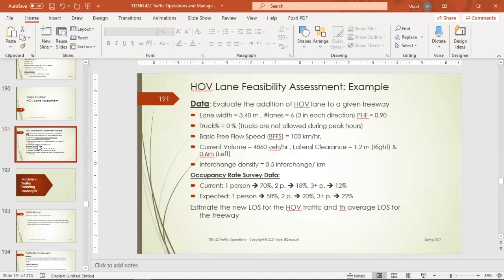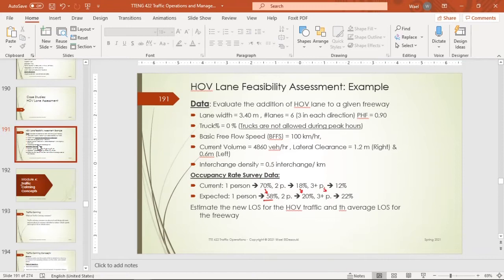Now, there is an occupancy rate survey study. The survey says that under the current condition, the percentage of one-person vehicles is 70%, two-person vehicles 18%, three or more persons vehicles 12%. If we implement an HOV lane, the number of people carpooling together is expected to increase. So the number of one-person cars is expected to drop to 58%, with an increase in two-person vehicles to 20% and in three-person vehicles to 22%.